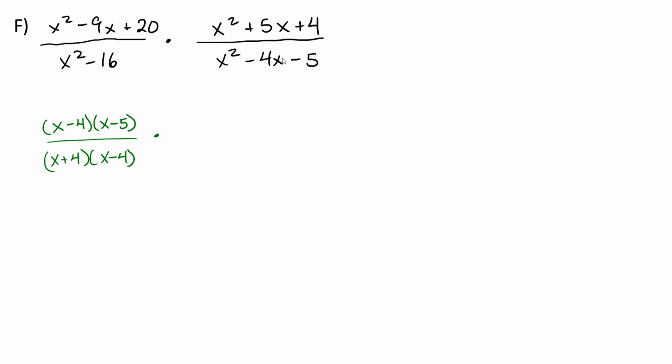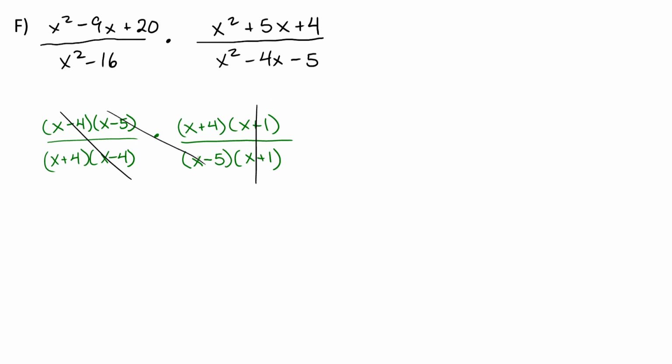And now we'll factor the second rational expression. Now that we've done this, we can start to divide out any common factors. So we have x minus 4 over x minus 4, x plus 1 over x plus 1. We have an x minus 5, x plus 4, and x plus 4. Turns out everything divides out, so we are just left with 1.